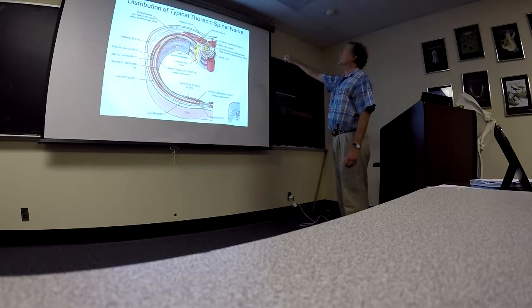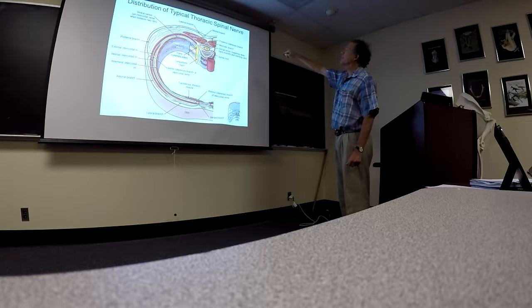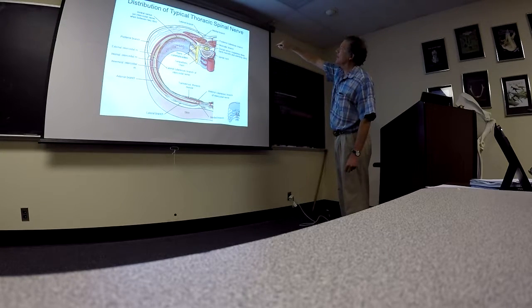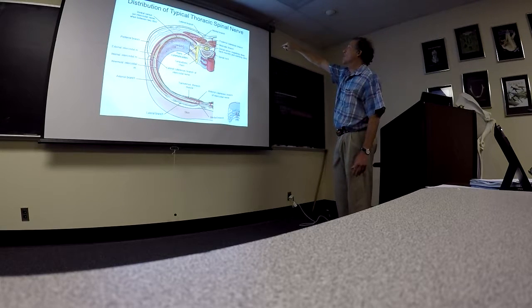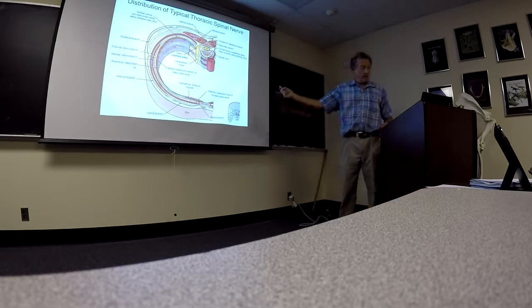We'll get to this a little later, but these typical spinal nerves in the thoracic region also have some sympathetic fibers that come out through the ventral root and go over here and have white rami going into the sympathetic chain, where they may either synapse there and send a gray ramus out, or they may go up a few notches and synapse there and send a gray ramus coming out. Know this.